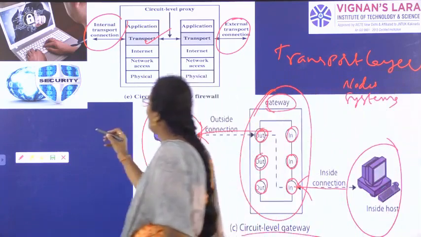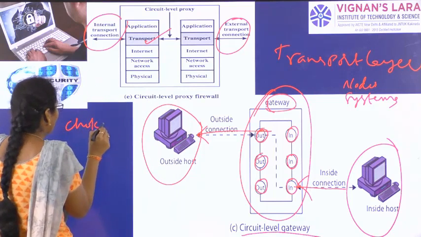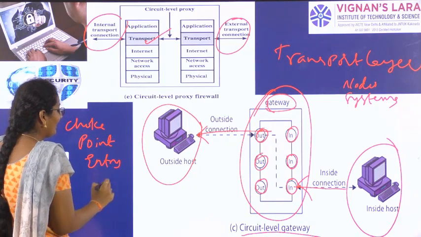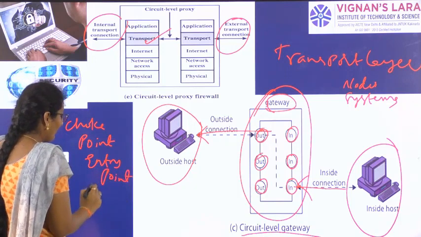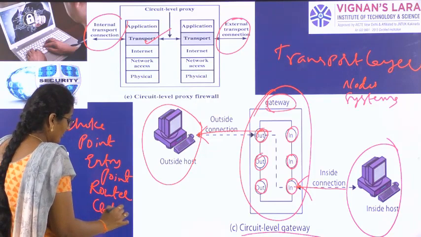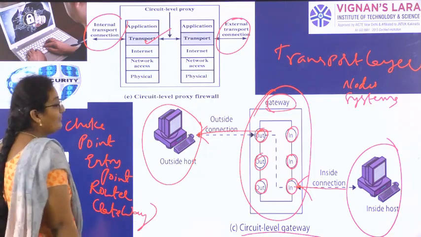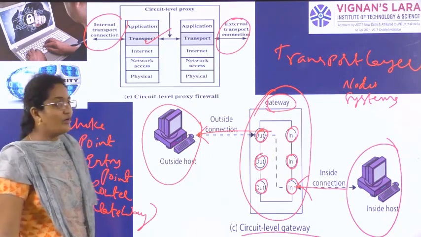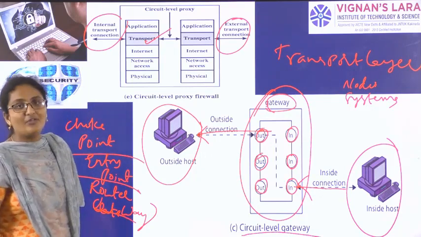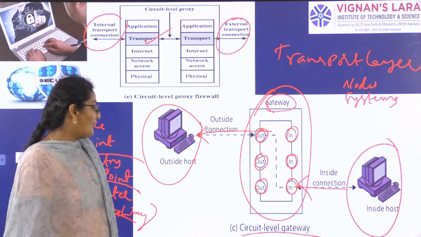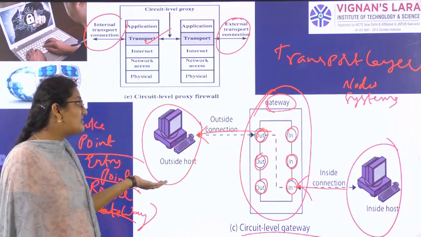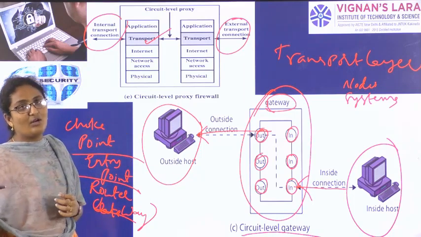Firewall can be a choke point. Firewall can be an entry point. Firewall can be a router. Firewall can be a gateway also. So if we call it a choke point, that is the firewall only. If we call it a router, entry point, gateway, all these are firewalls only. So the third type of firewall is the circuit level gateway, where all the systems are treated as nodes, and we have the inside host and outside host.